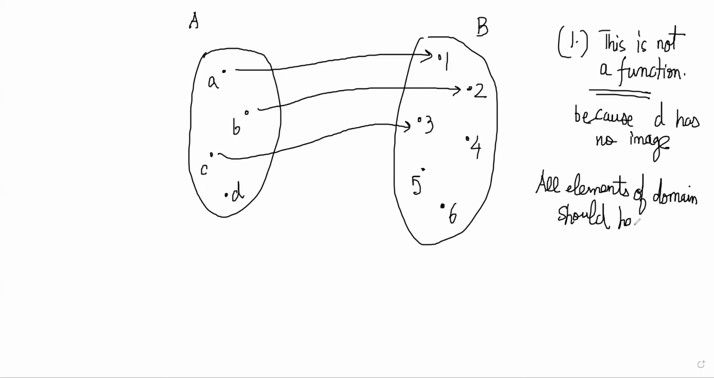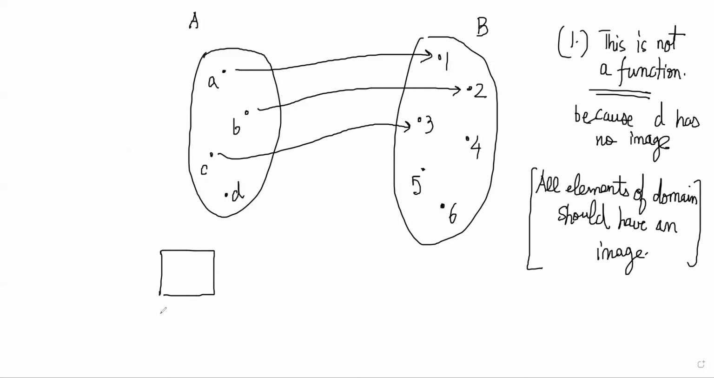Why does every element of the domain have to have an image? Why did we make this rule? Why can't we say this is also a function? Because you have defined the domain as the set of all inputs. We said it is a set of possible inputs, right? But why can't we say that this input has no output?